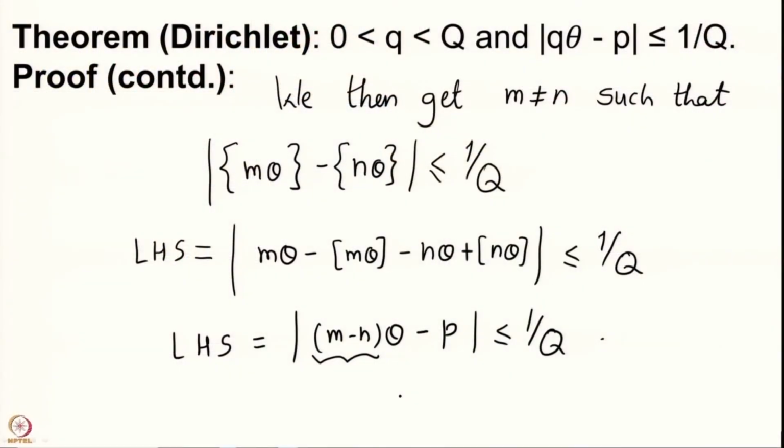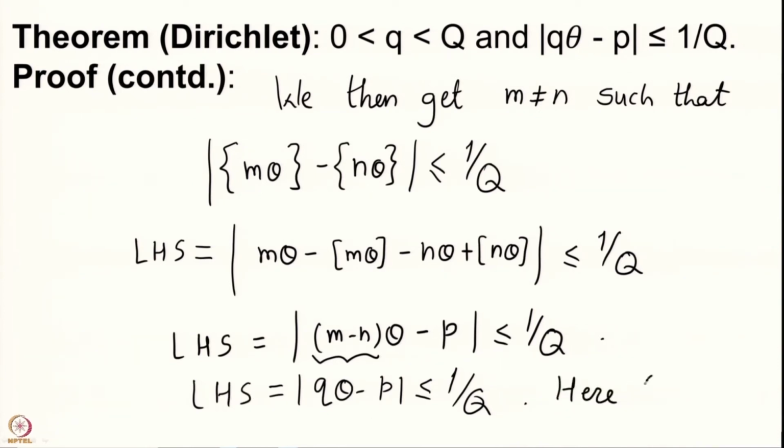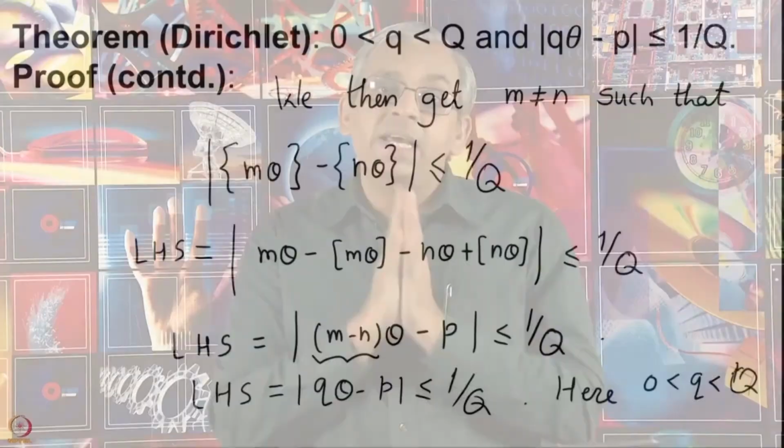If you have both of those numbers to be fractional parts of m theta and n theta for different m and n, then we of course know that their difference has to be again less than or equal to 1 upon q. So, I will write it as mod q theta minus p to be less than or equal to 1 upon capital Q. So, we have obtained our q to be some number which is less than or equal to capital Q minus 1, which means that it is strictly less than the number capital Q. So, this is what we have obtained, but how does it help us in getting a good approximation? So, let us see further.